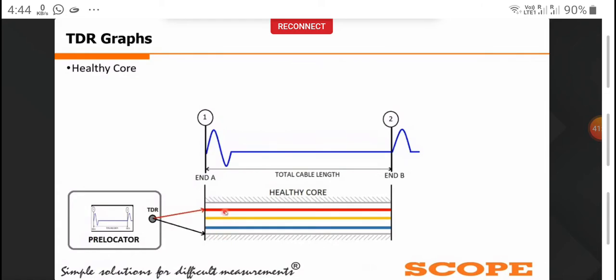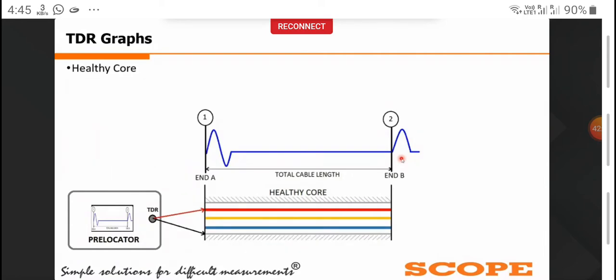The starting sine wave type of pulse shows the starting pulse. This shape is plotted on the instrument due to the impedance changeover at end A, meaning the impedance changeover between the test lead and the conductor of the cable. Due to this impedance change, one sine wave type of pulse is injected, which is shown at end A, cursor position 1, and at the end of the cable we have kept the cable open.